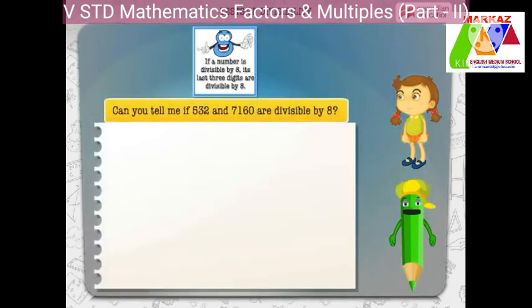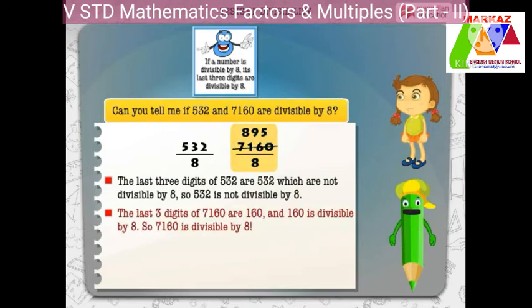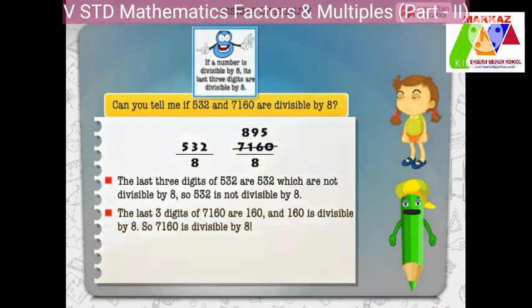Can you tell me if 532 and 7160 are divisible by 8? The last three digits of 532 are 532, which are not divisible by 8. So, 532 is not divisible by 8. The last three digits of 7160 are 160, and 160 is divisible by 8. So, 7160 is divisible by 8.